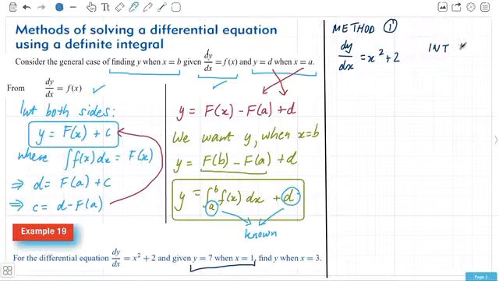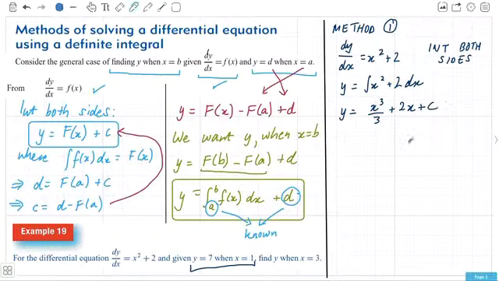We're going to integrate both sides. Because this is a pretty straightforward one, we can integrate this function pretty easily. So we get x cubed on 3 plus 2x plus c. Then we're going to use the condition that we're given, which is x equals 1, y equals 7. So we get 7 equals a third plus 2 plus c.